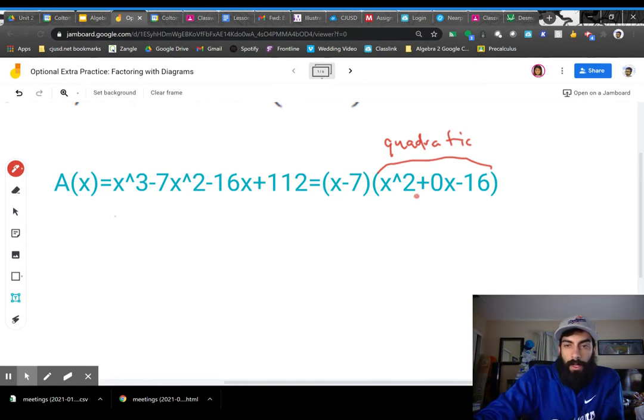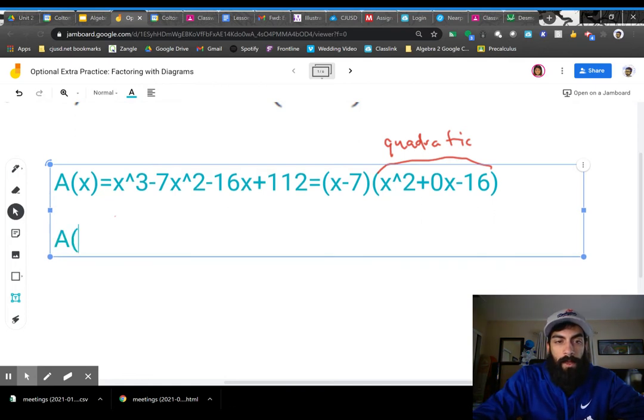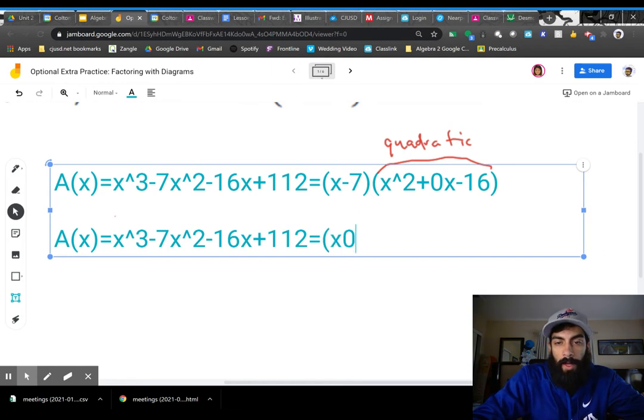All right, so what we need to do then is break this. We need to factor this quadratic into 2 linear factors. We'll keep this factor, x minus 7. That'll still be there. We just need to split this one up into 2 linear factors. Well, a of x still equals x cubed minus 7x squared minus 16x plus 112, equal to x minus 7 times 2 linear factors. We don't know what they are yet, but we'll fill that in momentarily.